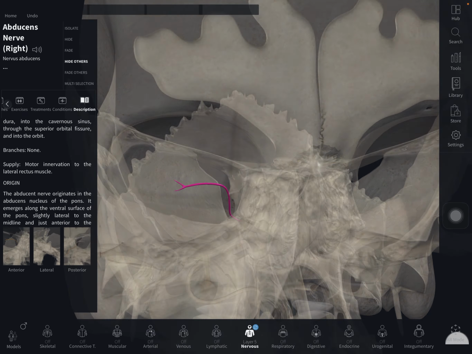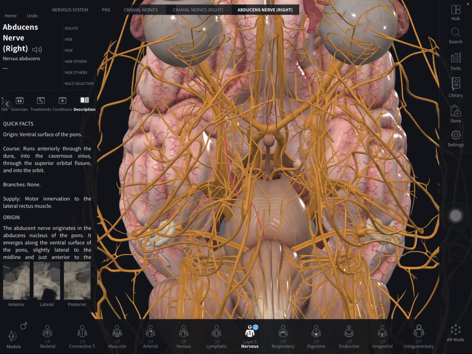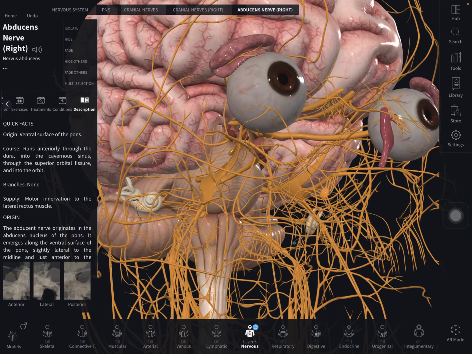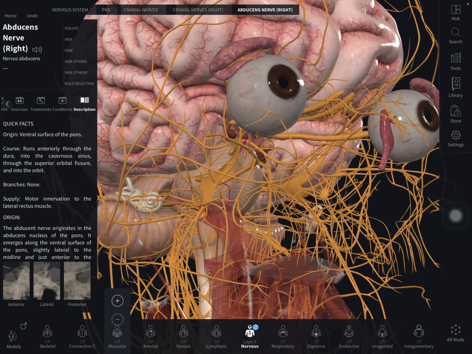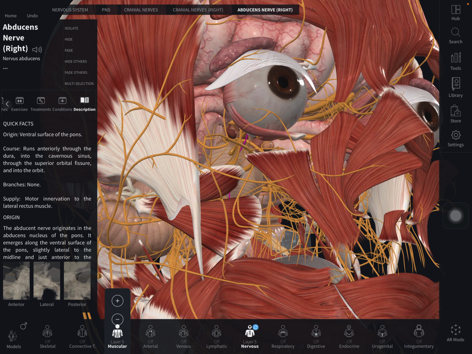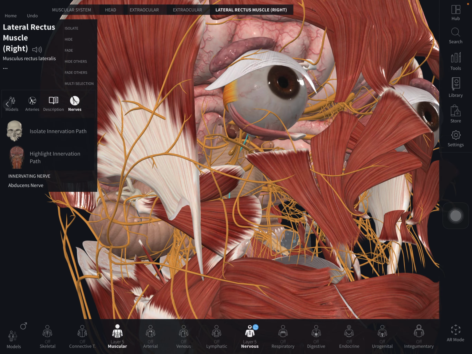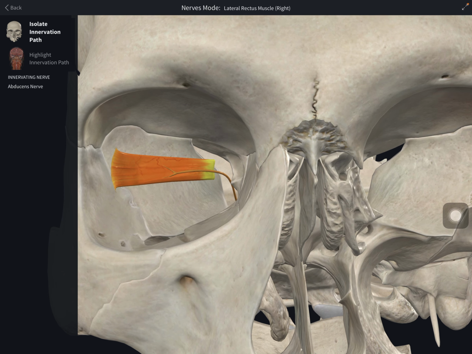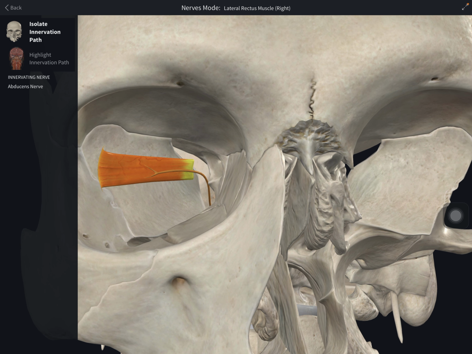Why am I telling this? Because paralysis of this lateral rectus muscle leads to squinting. This is the lateral rectus muscle that is innervated by this abducens nerve. This abducens nerve also exits through the superior orbital fissure in the sphenoid bone.